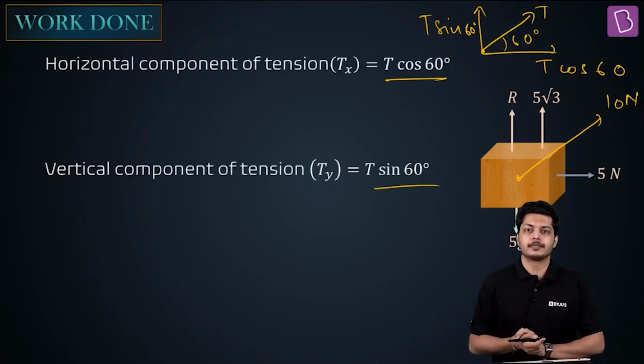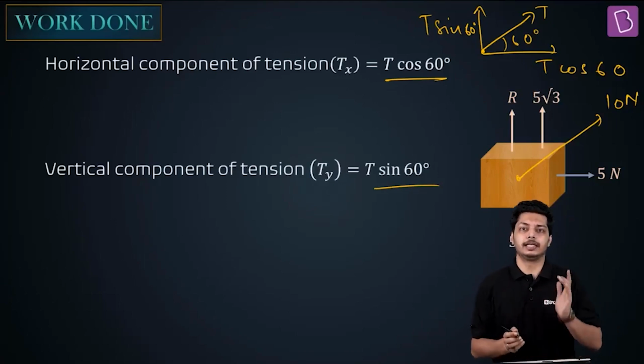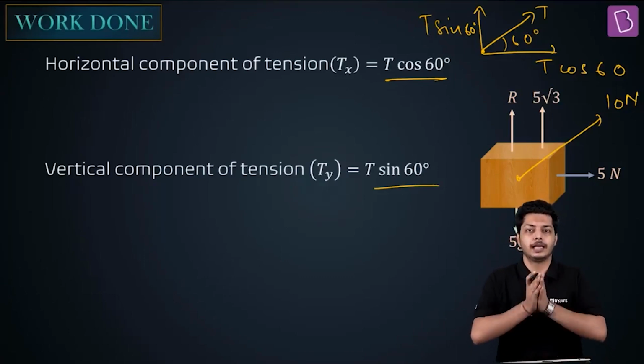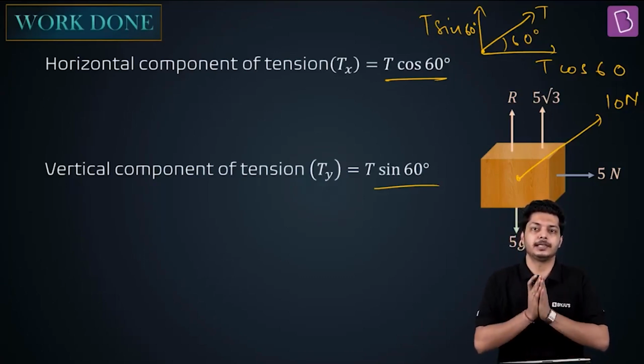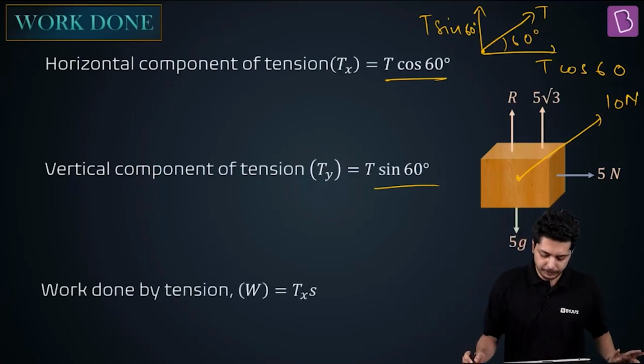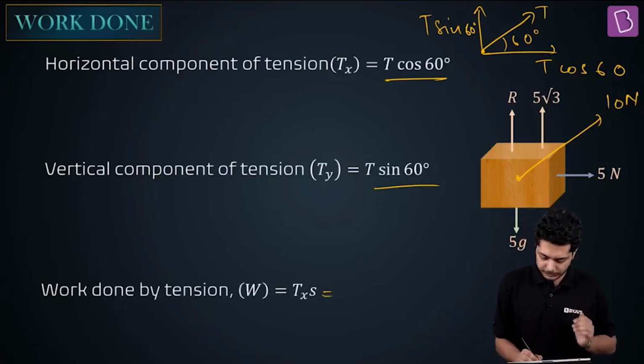Why? Because there is no movement, there is no displacement in vertical direction. We just need to take care of that component of force which is along the displacement of the particle, right? And that is why the work done will be Tx into S, x component of tension multiplied by displacement. So let's do that quickly.